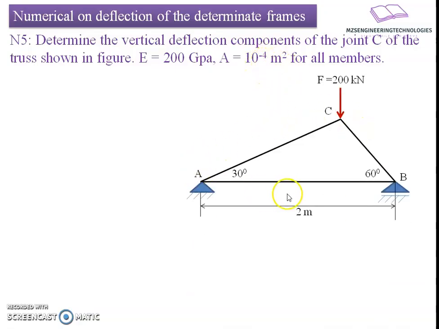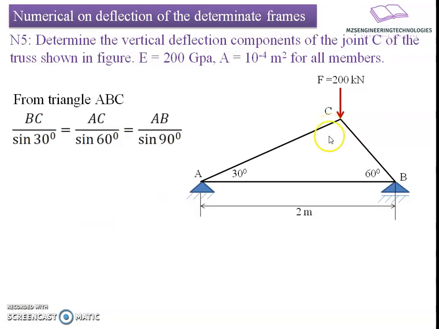The given frame is a triangular single bay frame which has an angle A equal to 30 degrees and angle B equal to 60 degrees, and it receives a vertically downward load at joint C. We are interested to know what the deflection at the joint C is under the given loading condition. For that, let us first work out the geometric parameters.